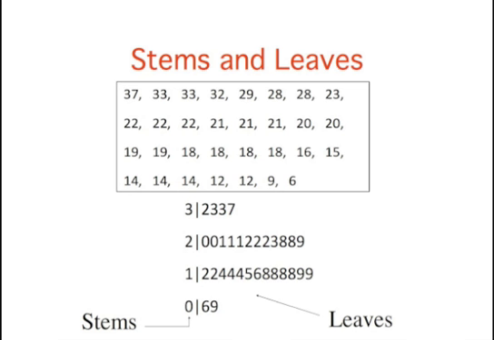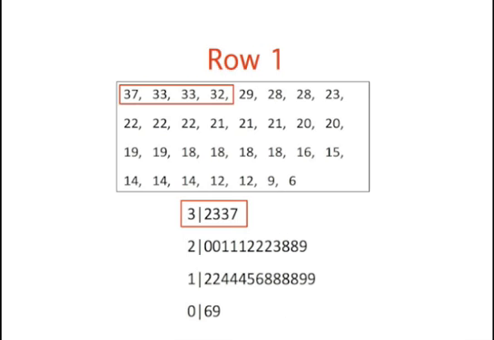A stem of 3, for example, can be used to represent the tens digit of any of the numbers from 30 to 39. The numbers to the right of the bar are leaves, and they represent the ones digits. Every leaf in the graph therefore stands for the result of adding the leaf to 10 times its stem. To make this clear, let's examine the display more closely.